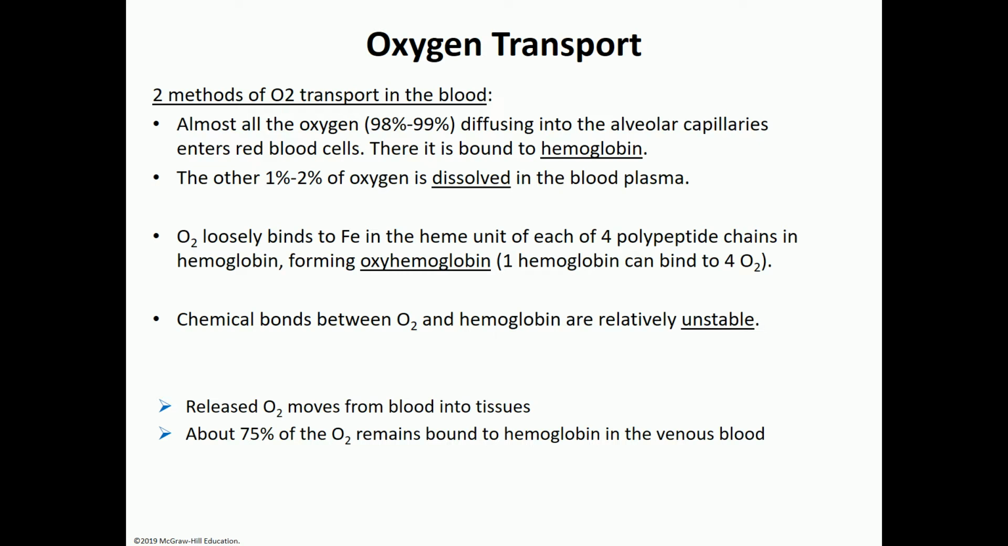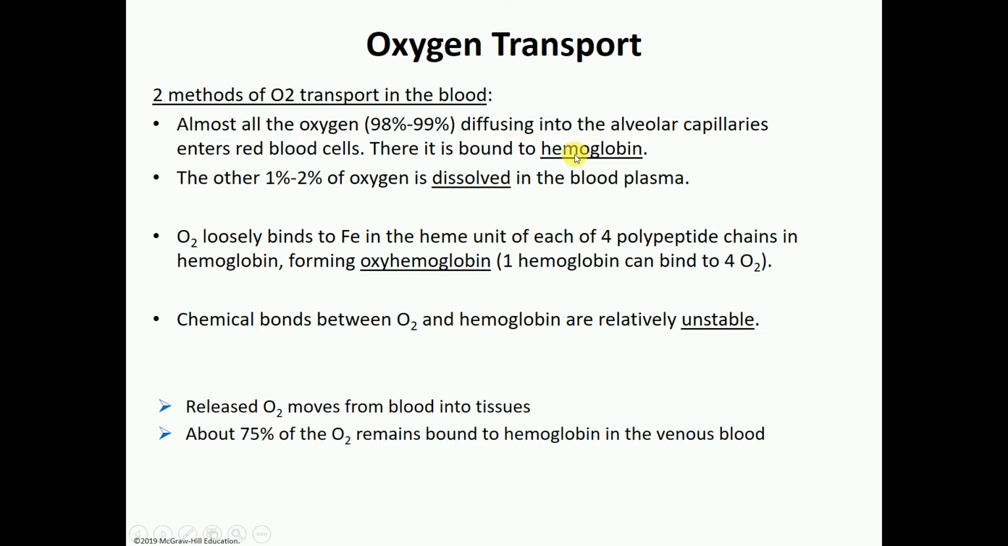So the majority of the oxygen that is transported in the blood will be attached to hemoglobin. It will bind to hemoglobin to make oxyhemoglobin, and you'll see that the majority of oxygen is carried that way. A very small amount of oxygen is going to be dissolved directly into the blood plasma.